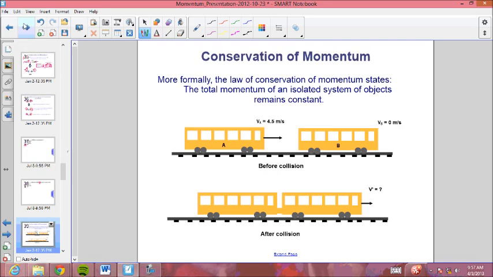More formally, the law of conservation of momentum states that the total momentum in an isolated system remains constant. So the momentum's not changing since it's conserved. We've got the velocity of our first train here is 4.5, and this one was at rest, so it's at 0. Now when they collide and are stuck together, we want to know what the velocity of both of them afterwards is going to be.